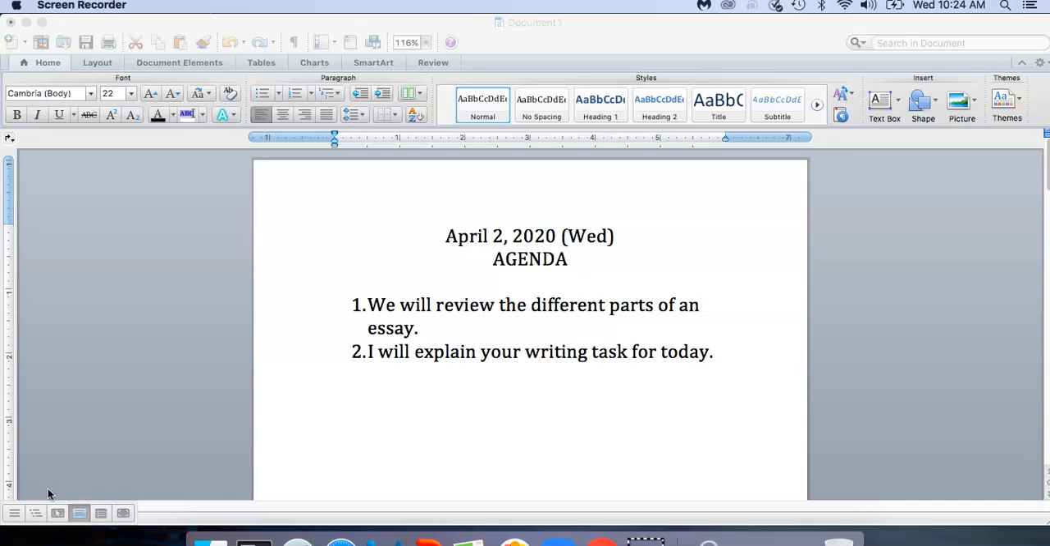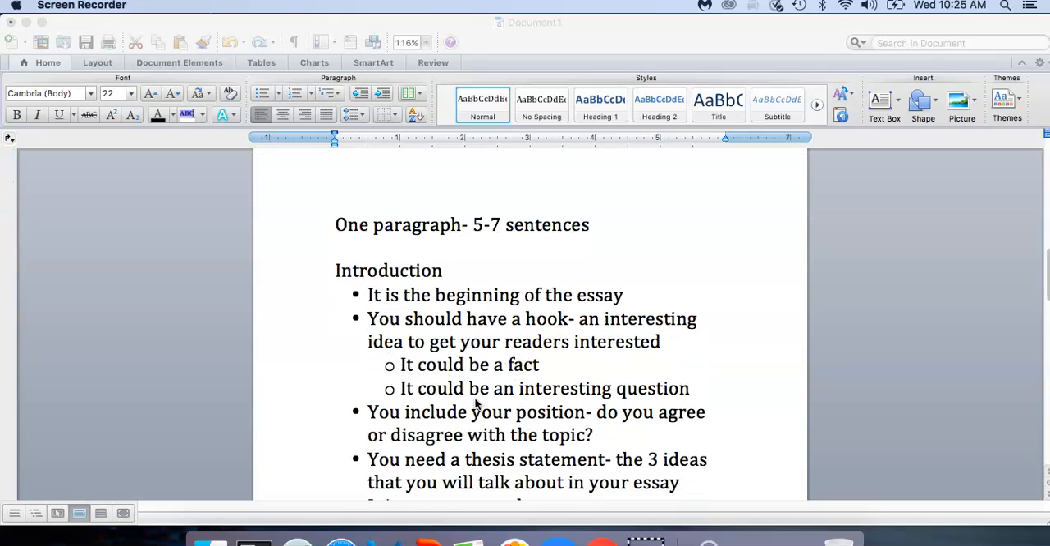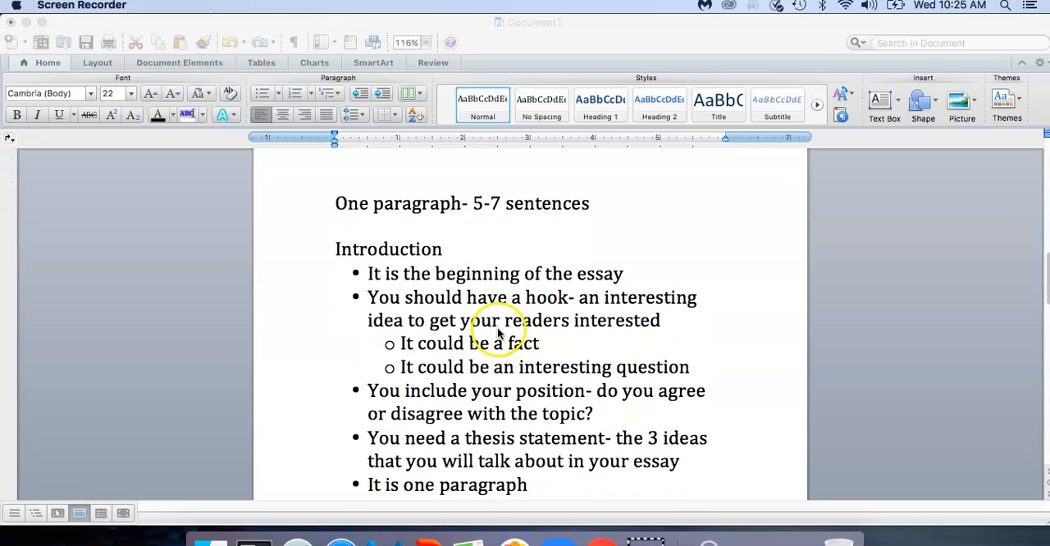Today we will review the different parts of an essay. You already learned this before, so that's why we just need to review it, because you guys still need work in writing your essay. I will explain your writing task for today after that. Okay, so let's do a quick review. Hopefully you guys still remember this.